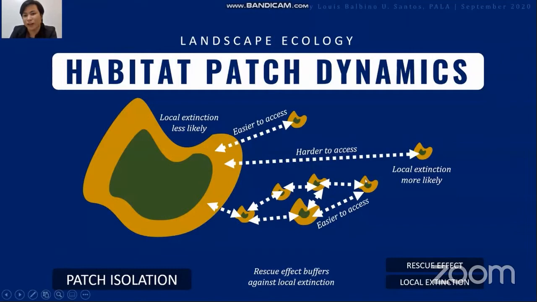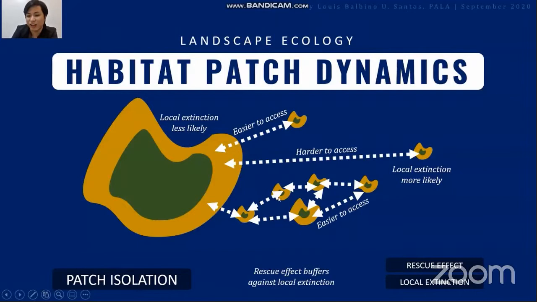And as you can see here, even if this island is quite far away, because these islands are situated in a way that they're close to each other, and this island is close to the mainland, and thus easier to colonize, each island is easier to colonize. This becomes like a stepping stone patch.